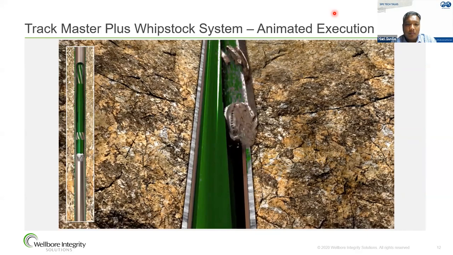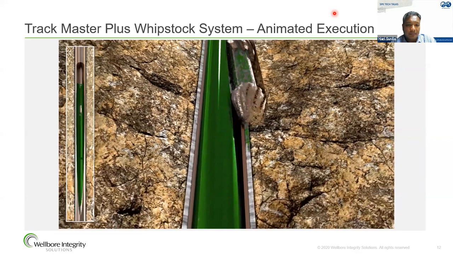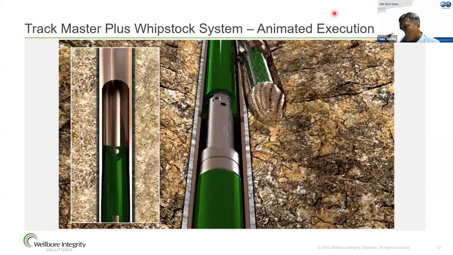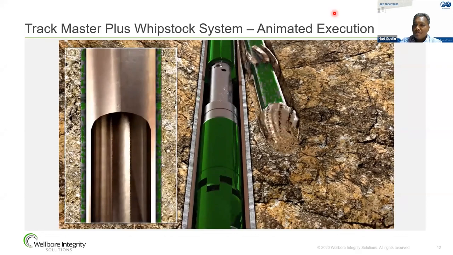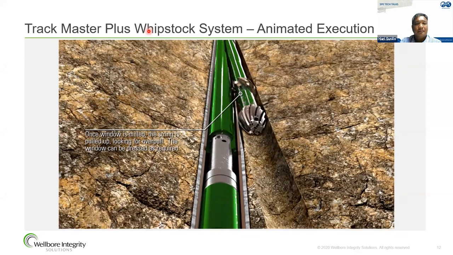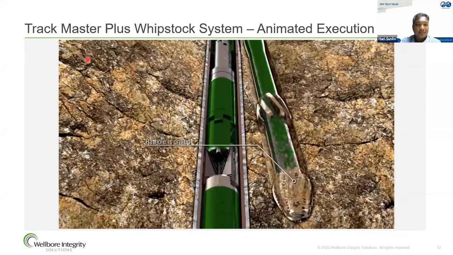The milling assembly transitions from the casing and begins drilling formation. As the milling assembly fully exits the casing, the full width window extends across the length of the whipstock. After the completion of the window milling process, the assembly is picked up, assuring there is no abnormal drag. The remaining rat hole can be drilled to the desired depth. The TrackMaster Select, a history of innovation, unrivaled experience, global presence.